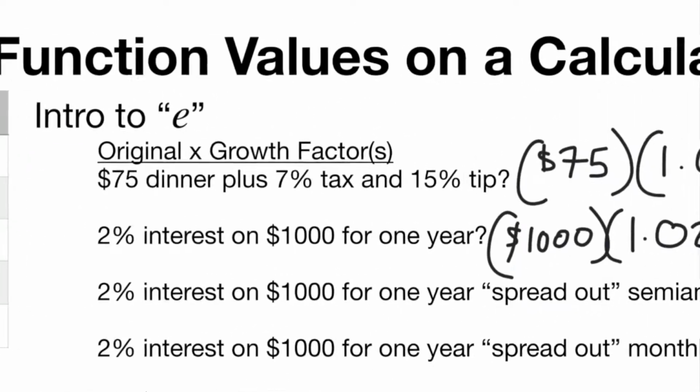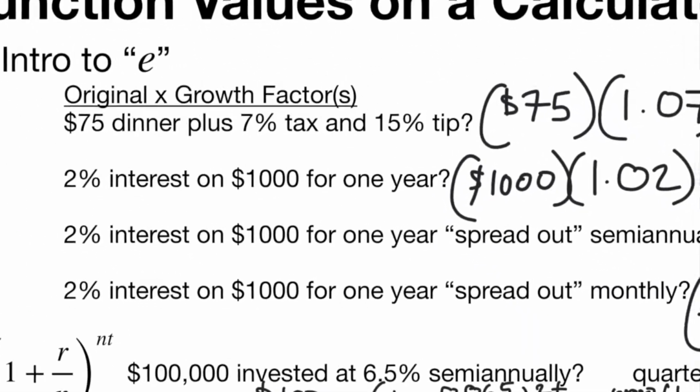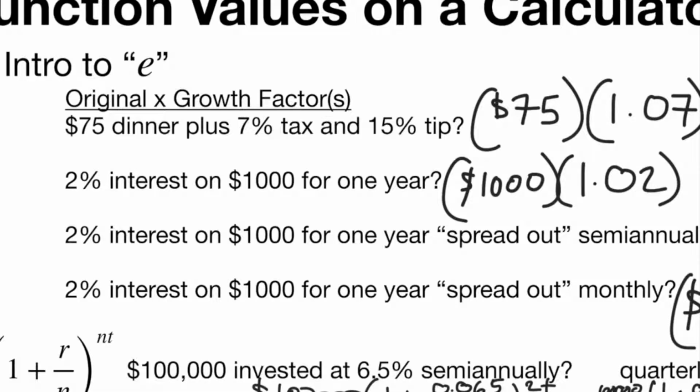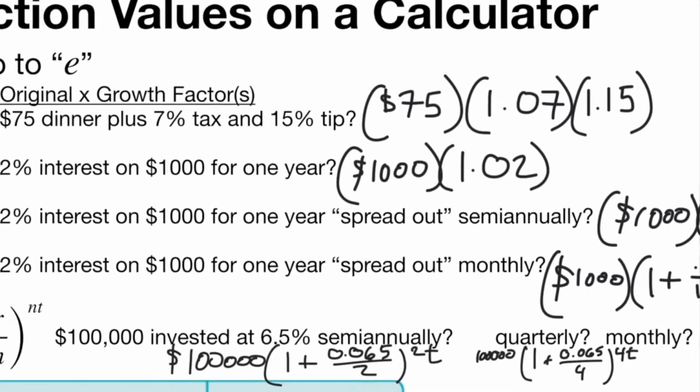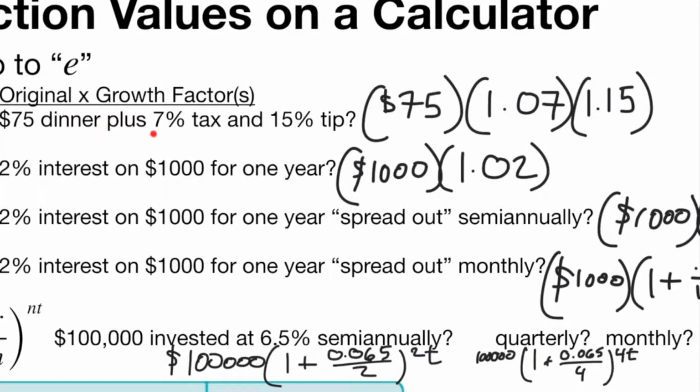Anyway, I'm going to use this idea of growth factor to introduce a concept of e, but let me show you what that means first. Let's say you had a $75 dinner, and then you had to add a 7% tax and a 15% tip. Well, you can start with a $75 dinner, and then you can multiply it by 1.07, the increase of the 7% tax you need. And then you multiply it again by 1.15 to produce the 15% tip.